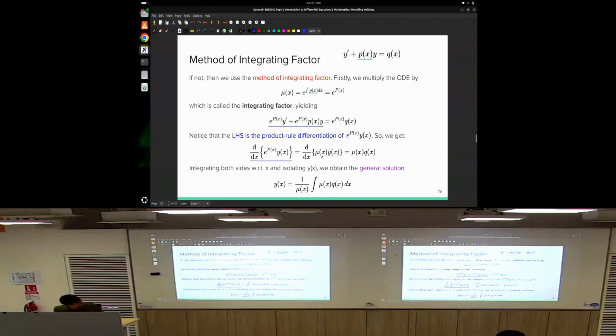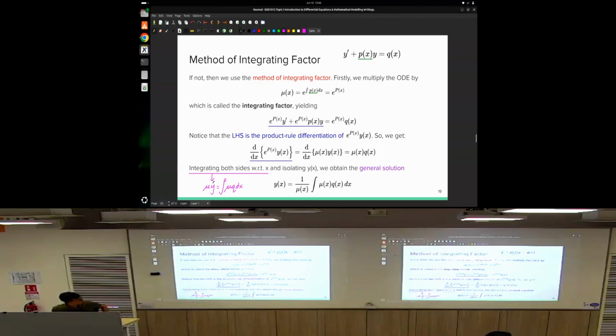The solution is, look at this. This is just differentiating this expression to get another expression. To solve this one, you just integrate both sides. This one is d dx of this. So you integrate both sides, you get rid of this d dx. Therefore, integrating both sides, you get mu times y equals the integral of mu times q dx. Because when you integrate, the d dx disappears, so you're left with mu times y.